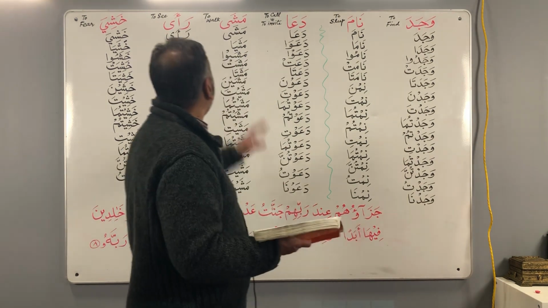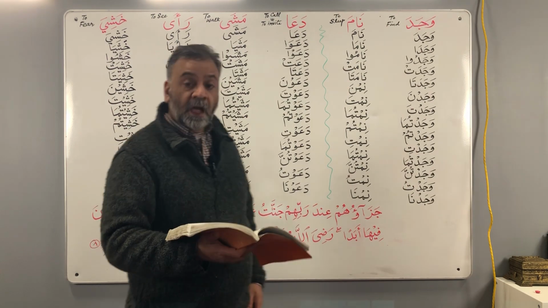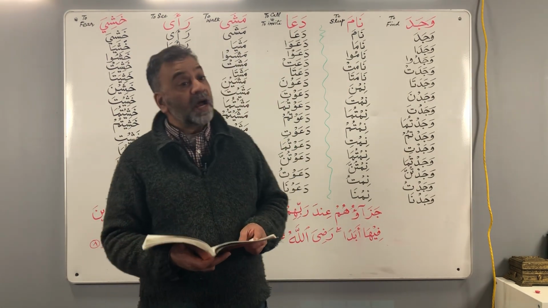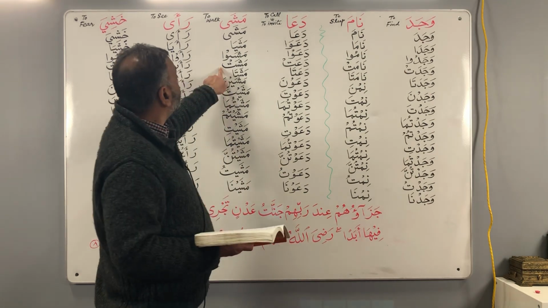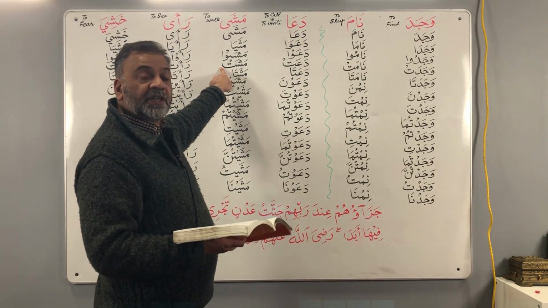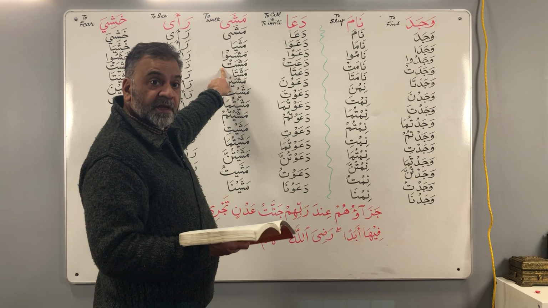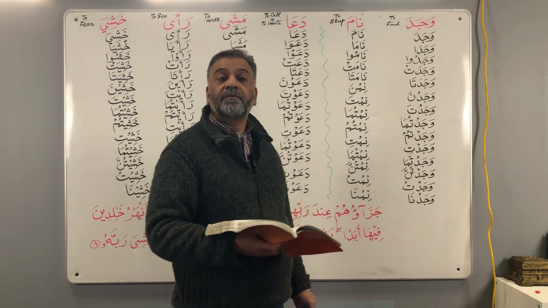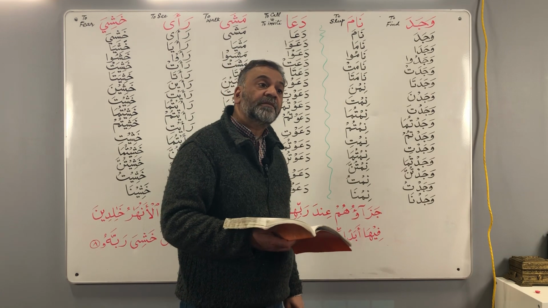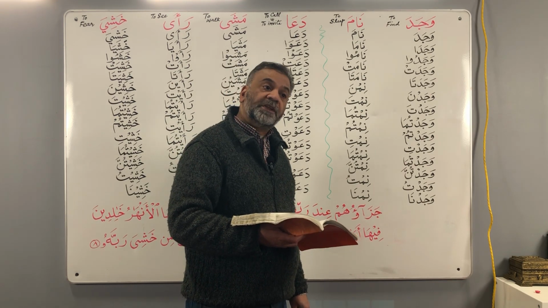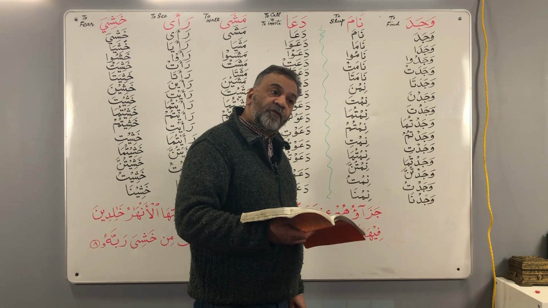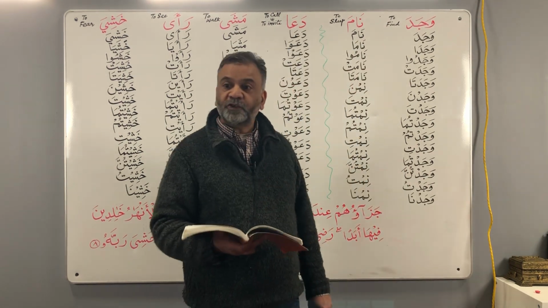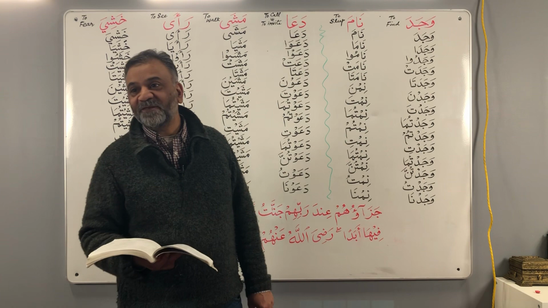Masha, Mashat. Third person, feminine, singular. Anta Mashaita. They have been forced to live together. The fatha and ya are being forced to live together.